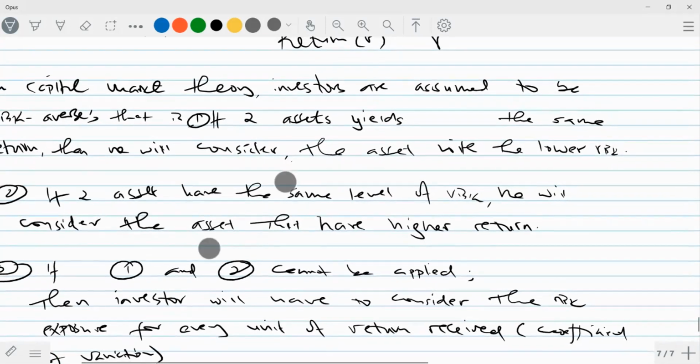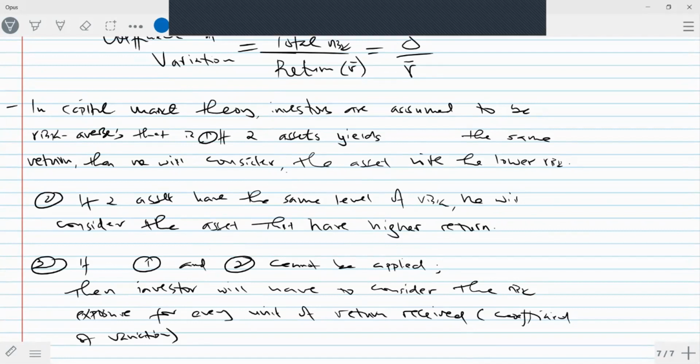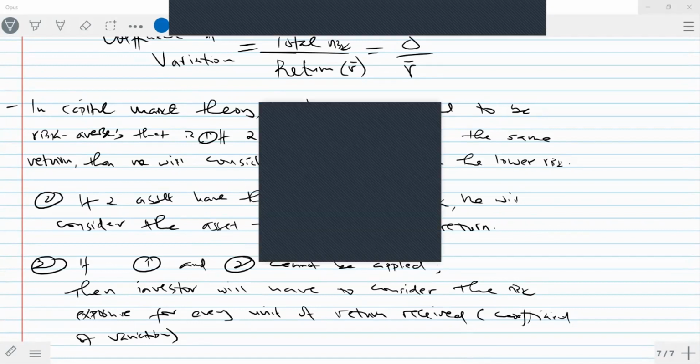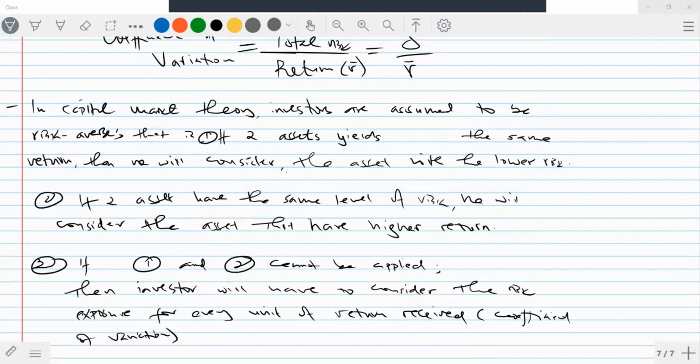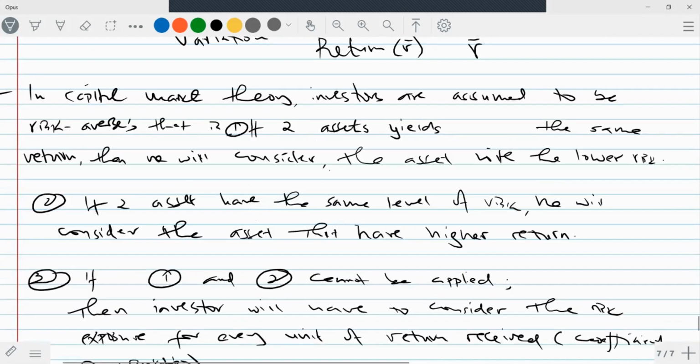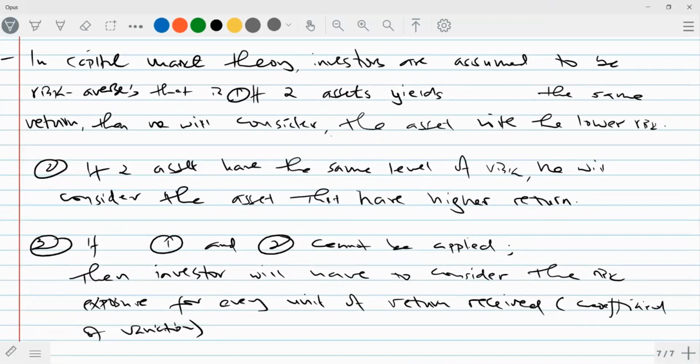I hope my board is clear now. Maybe just confirm, can you see it? Yes, you can see my board now. Is it clear? No, it's not clear. Let me assume that the recording can capture it very well, because I think there's a maximum I can go to on Zoom.